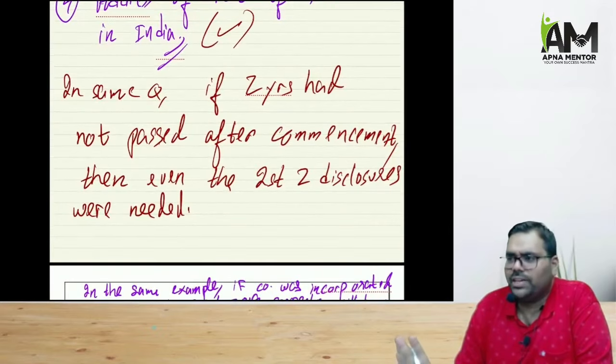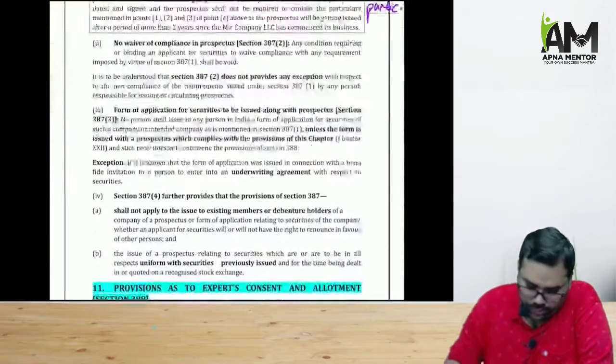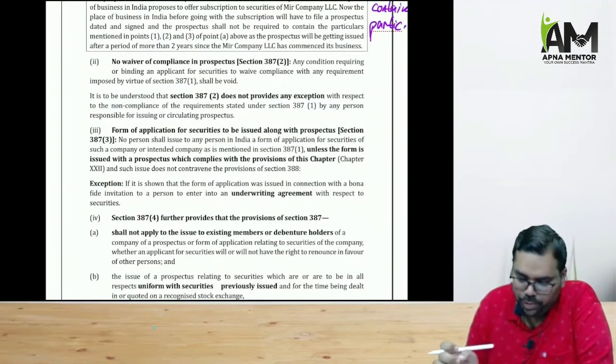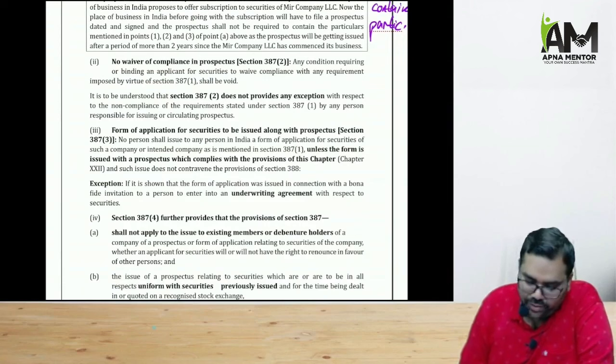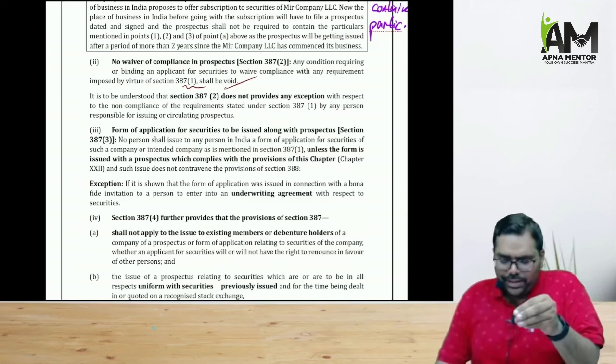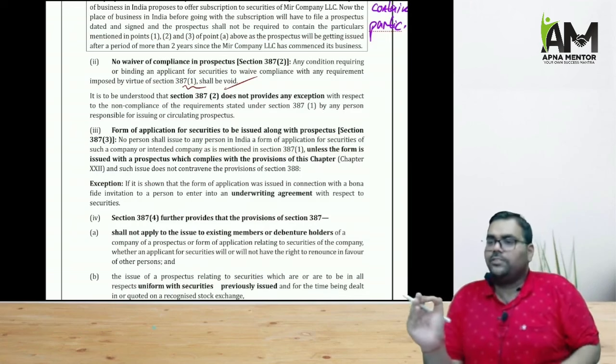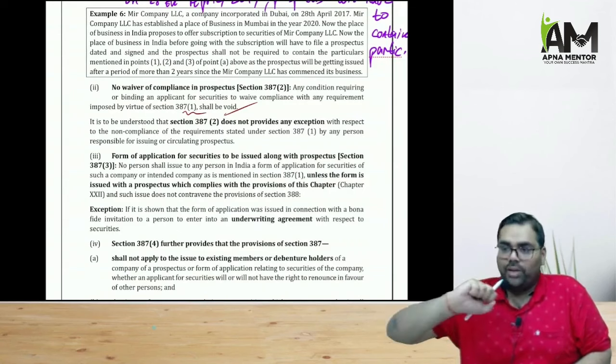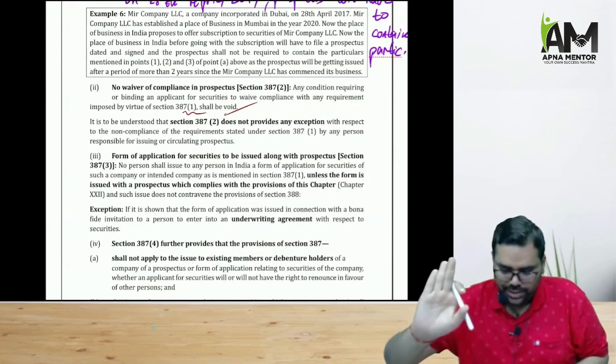Now, every one of you has written, right? Okay. Now you see section 387 subsection 2. What are they saying? No waiver of compliance in the prospectus. Any condition requiring or binding any applicant for securities to waive compliance with any requirement imposed by 387 subsection 1 shall be void. So basically the requirement of section 387 subsection 1 cannot be waived off.